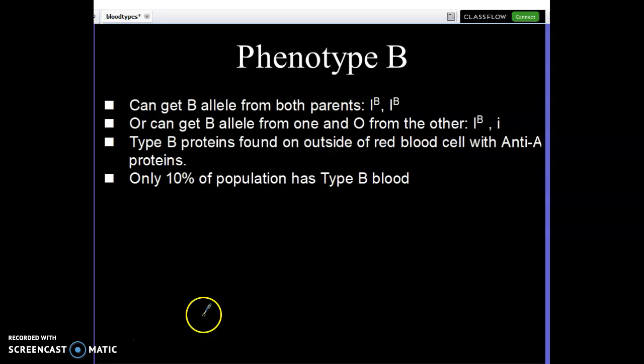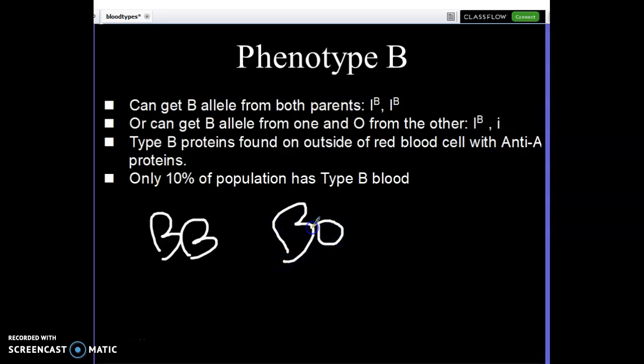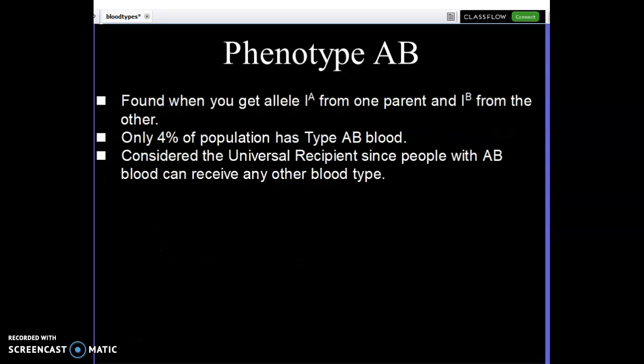Okay, let's take a look at B. Same thing. You could be B homozygous, or you could be B heterozygous. Only 10% of the population has this blood type, so this one is a little bit rarer than A. Okay, type AB, obviously this is the easiest one to me. You have to have an A from one parent and a B from the other. So the only way to have AB blood is to be heterozygous.